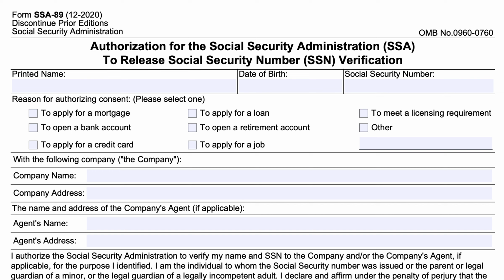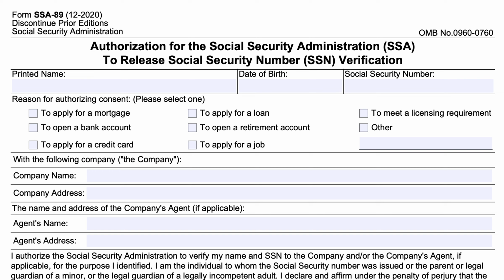SSA-89. This is the authorization for the Social Security Administration to release Social Security number verification. You might be wondering why you would complete this form in the first place. This isn't a form that the Social Security Administration requires of taxpayers. Rather, this is a form that a third party might ask you to complete in order to verify your personal information, such as your Social Security number, with the Social Security Administration.